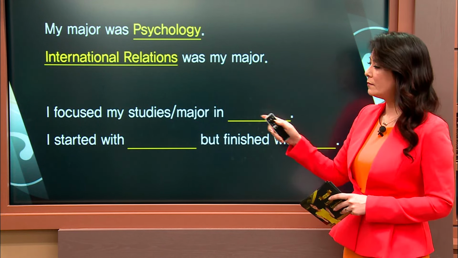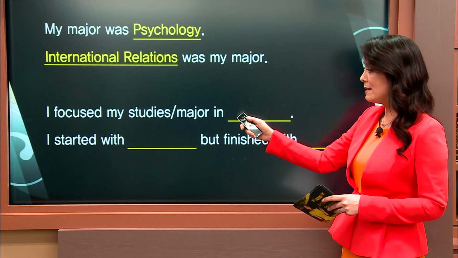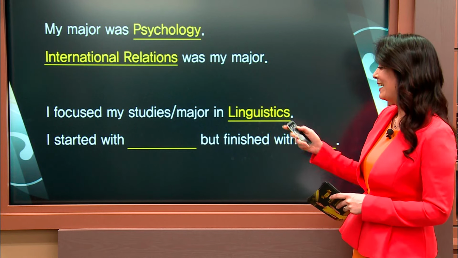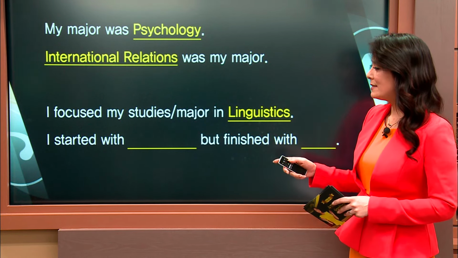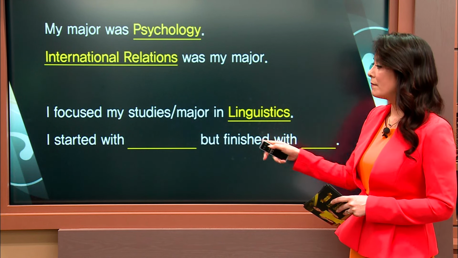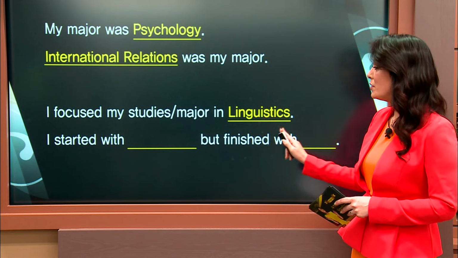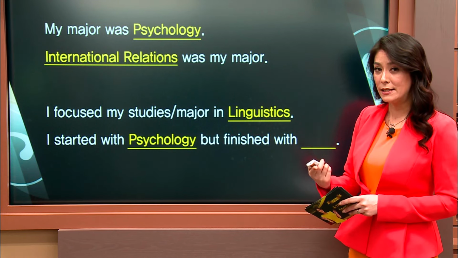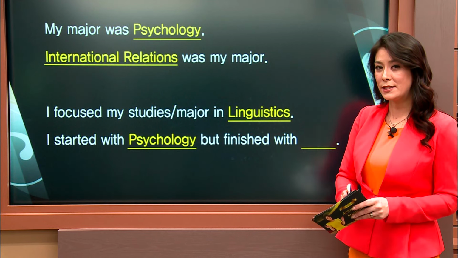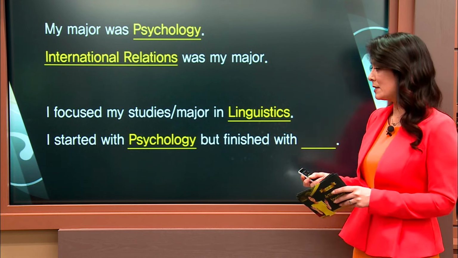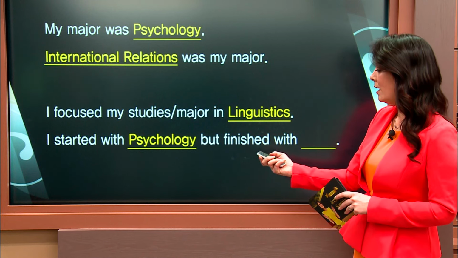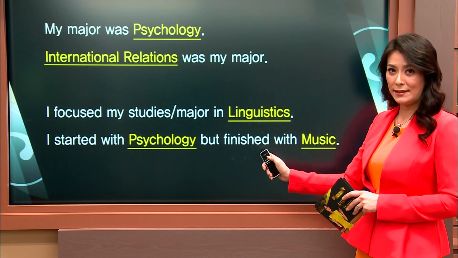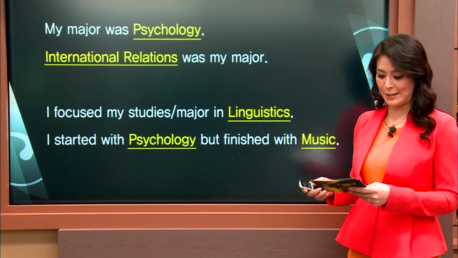What about this one? I focused my studies in, or I focused my studies, my major in blank. Let's take a look at this. I focused my studies in linguistics, or my major in linguistics. Now mention your major in that blank. And I started with, dialogue에 나왔던 문장이죠. Okay, 비슷한 패턴인데요. 무엇으로 시작을 해서 다른 전공으로 바꿨다라고 하실 때 하면 돼요. I started with psychology but finished with music. 자, 음악 전공을 해서 졸업을 했다. 음악 전공을 하면서 졸업을 했다라는 말 되겠죠.